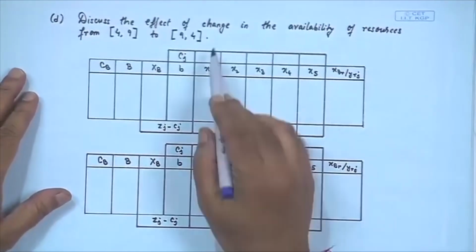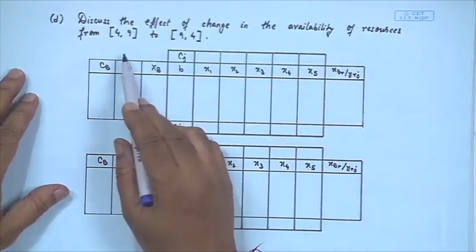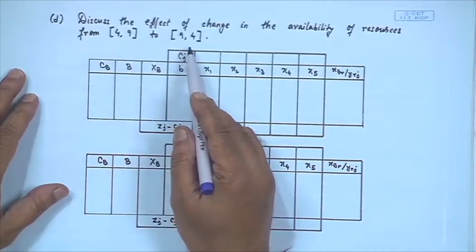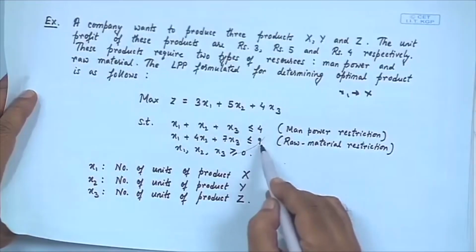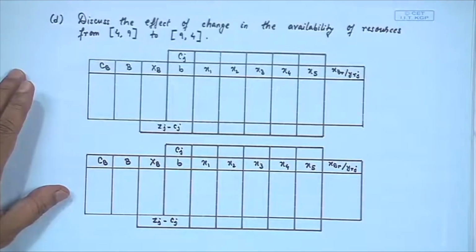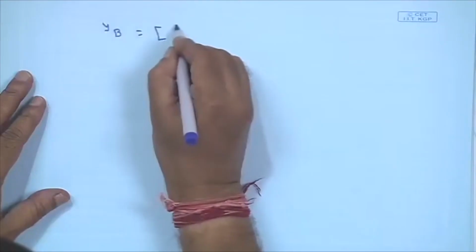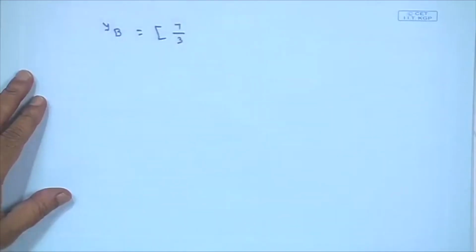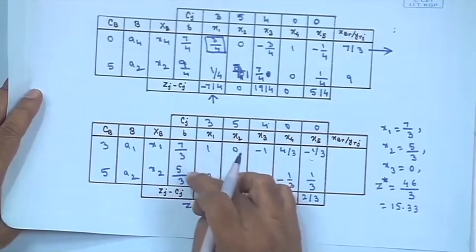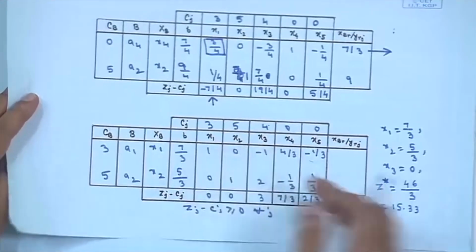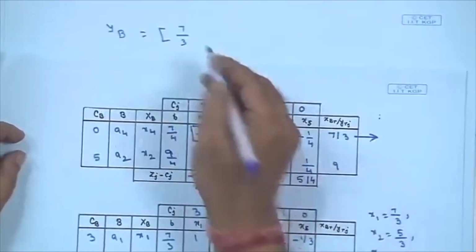Now, let us see the fourth one. Fourth one, discuss the effect of changes in the availability of resources from 4, 9 to 9, 4. That is your original problem, if you see it was 4, 9. This I replace by 9, 4, then what will be the change? So, for optimality, what happens? Your YB is 7 by 3, 5 by 3. This is again from the last original optimal solution. This is 7 by 3 and 5 by 3.